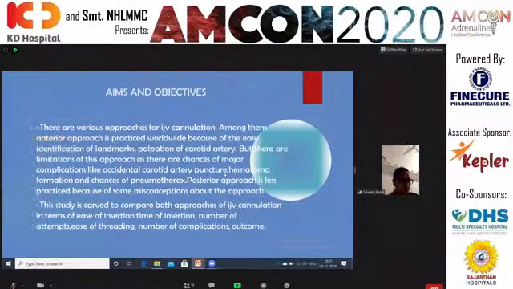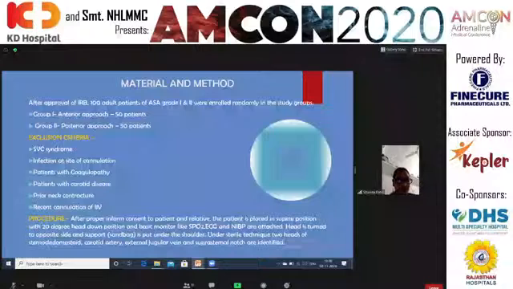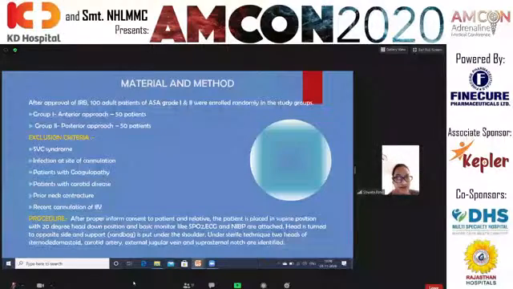Mostly the anterior approach is used due to easy identification of landmarks and palpation of carotid arteries, but there are disadvantages of carotid artery puncture, hematoma, and pneumothorax. This study compares both approaches of IJV cannulation in terms of ease of insertion, time of insertion, number of attempts, ease of threading, number of complications, and outcomes. Next slide. We divided patients into two groups. Group 1 in which we used the anterior approach, and group 2 in which we used the posterior approach. Inclusion criteria are ASA grade 1 and 2, all adult patients between age 18 to 65 years.